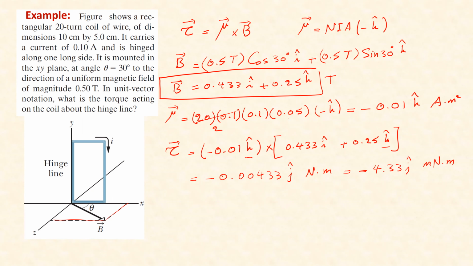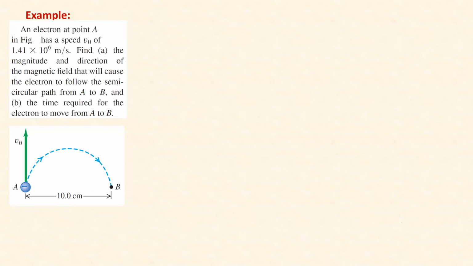Okay. Moving on. An electron at point A in the figure has a speed v naught of 1.41 times 10 to the 6 meters per second. A: Find the magnitude and direction of the magnetic field that will cause the electron to follow the semicircular path from A to B. And B: the time required for the electron to move from A to B. All right. Any thoughts?